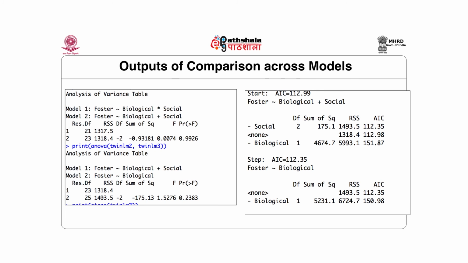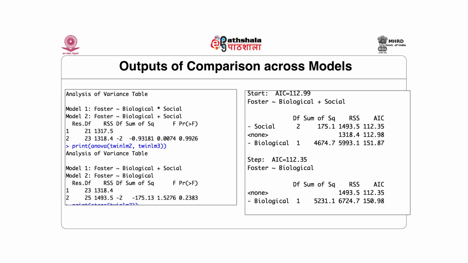On the other hand, if we were to keep the biological and social and then take out the social component of it, as you can see from the comparison of the models on the right hand side, the Akaike information criterion at 112.35 is lower than if we took out the biological model, which is 151.9. So which means that probably a social model is adequate or a biological model is adequate.